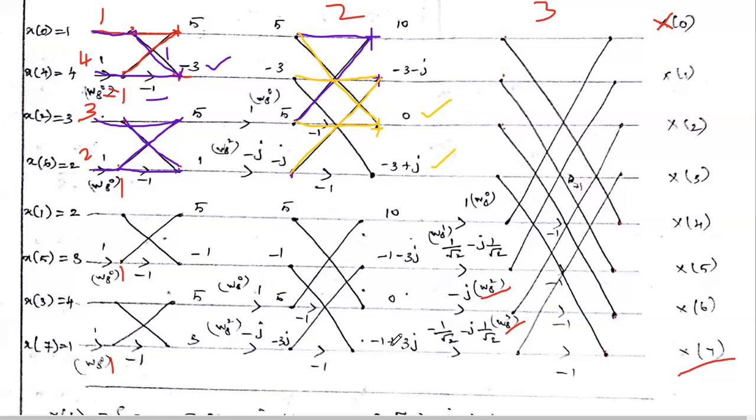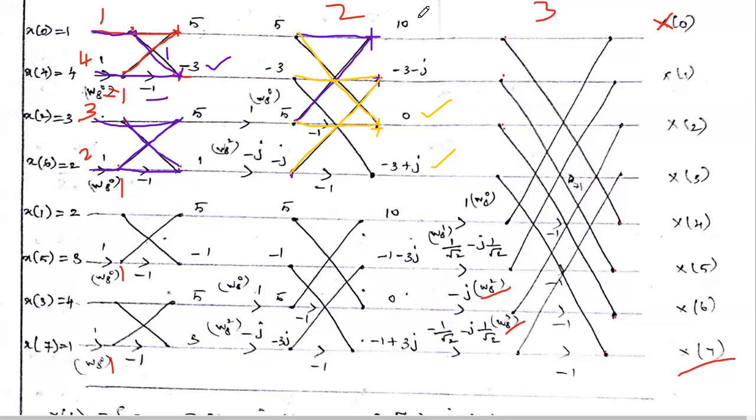Okay, similarly, you just find the answer here. So 5 plus 5, 10. In the second line, minus 1 minus 3j. Okay, in the third line, 5 multiplied with the minus 1, so 0. So here minus 1 plus 3j. So the second stage answer is calculated.